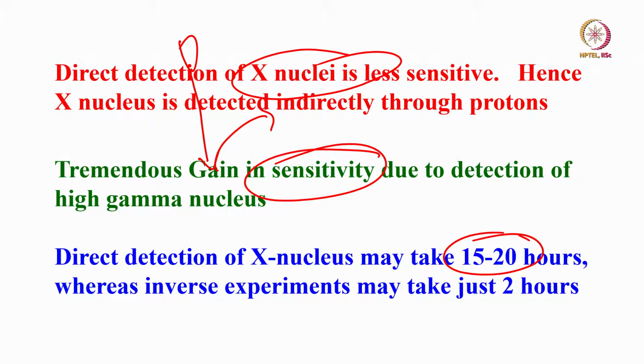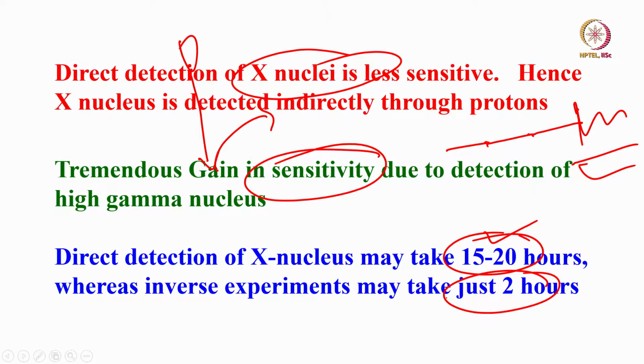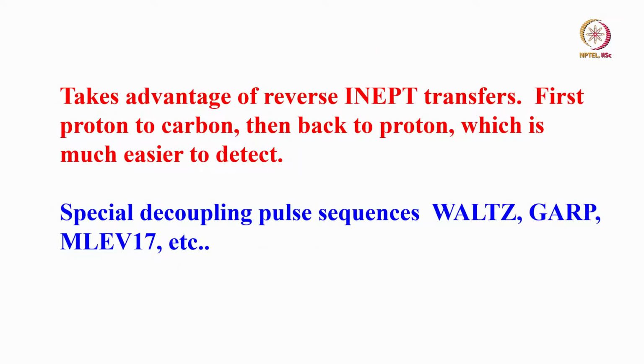Generally, what is adopted in the inverse experiment is that coherence is transferred from proton to carbon, then taken back to proton, and proton is detected while decoupling the carbon-13. But simply remember, inverse detection is very advantageous, because direct detection takes 15 to 20 hours, whereas inverse detection takes just 1 to 2 hours. An enormous saving in time, because there is a gain in sensitivity. It takes advantage of reverse INEPT for the transfers, first proton to carbon and then back to proton, which is easy to detect.